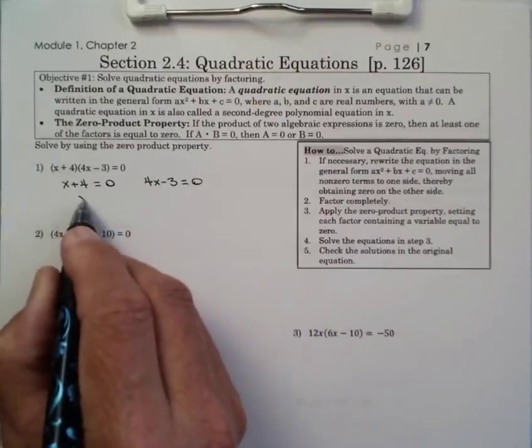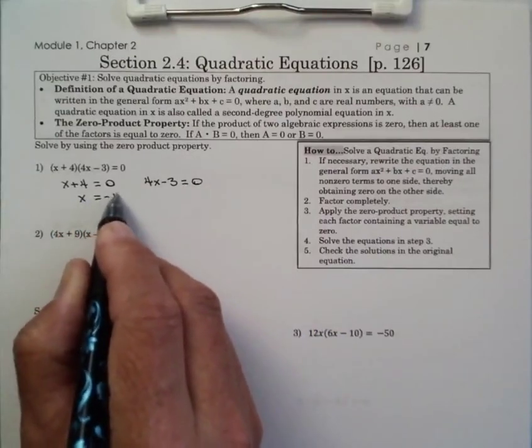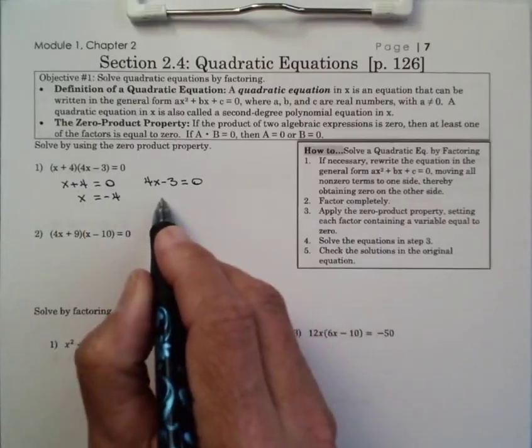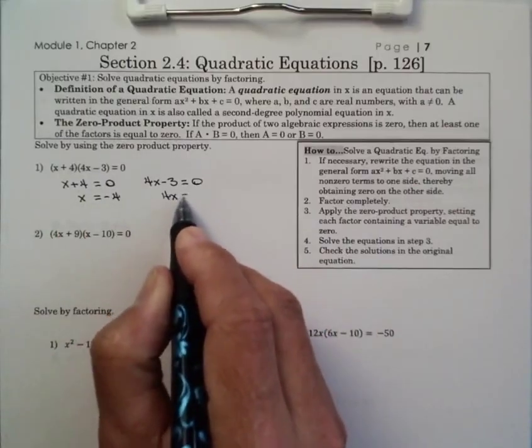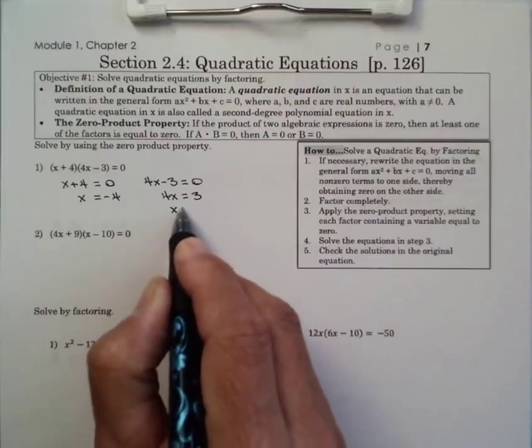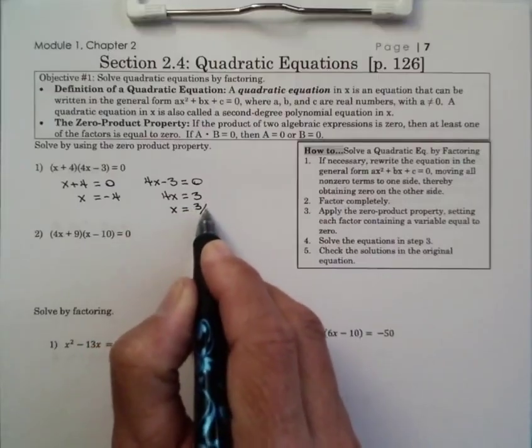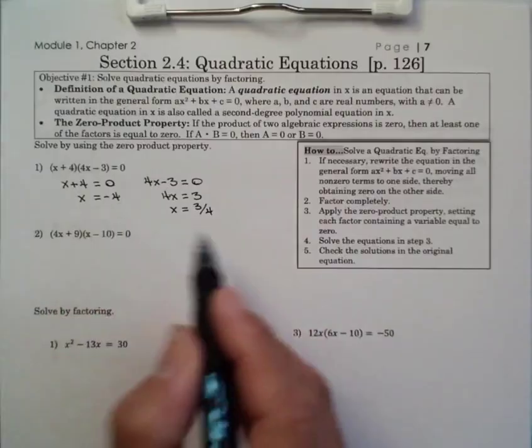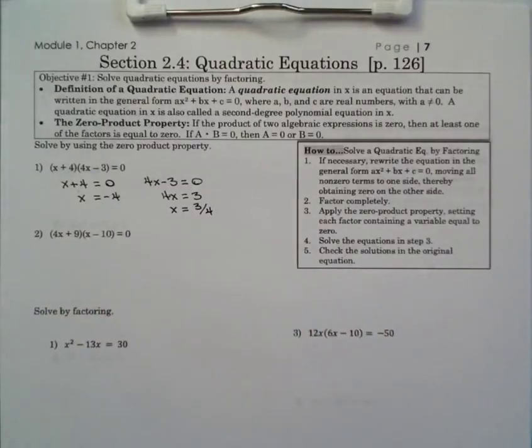So this one is going to be -4 because I subtracted 4. And here I'm going to have to do a little more work. I'm going to add 3 to both sides, and then I'm going to divide that by 4. So I'll have two solutions. -4 and 3/4 would be what would make this statement true. So those are two solutions for this equation.